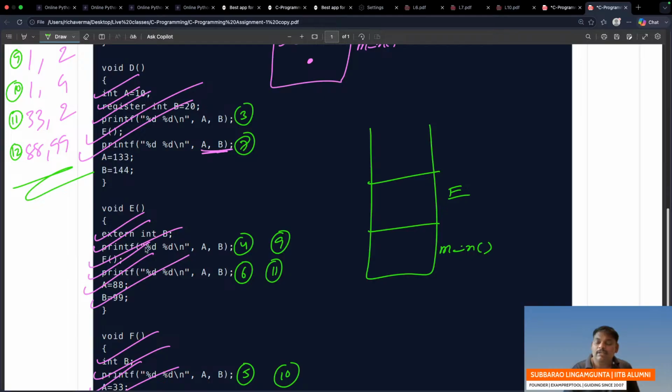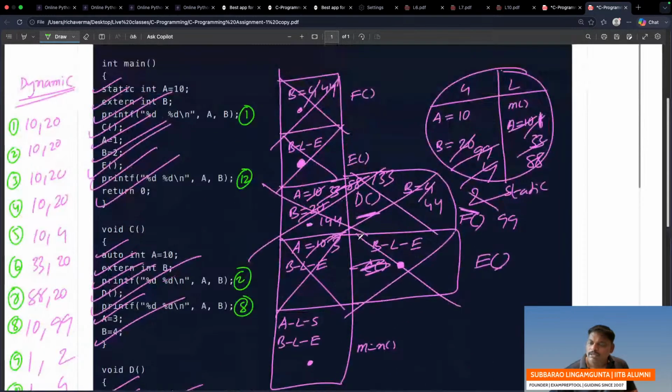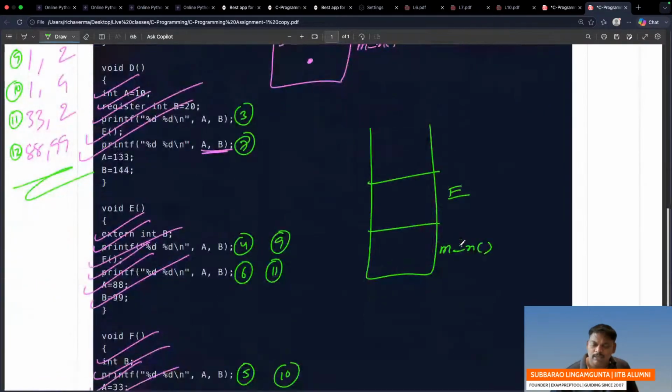So extern int b, you will take the global. I think at that time the global may be 2. Whatever global is there, you take it. So b is 2, that is okay, for the ninth one. But what about a? A is not there. So you have to go to the previous one, main. Here you have to go.